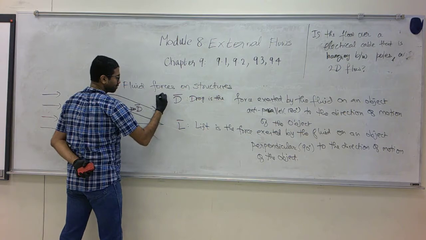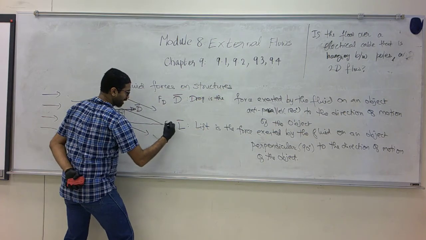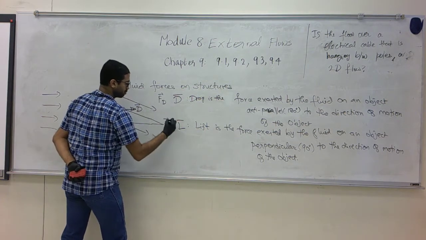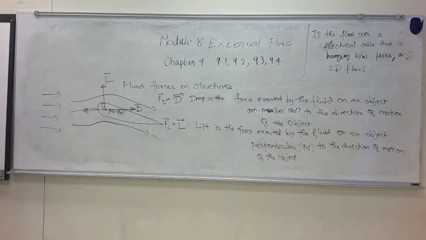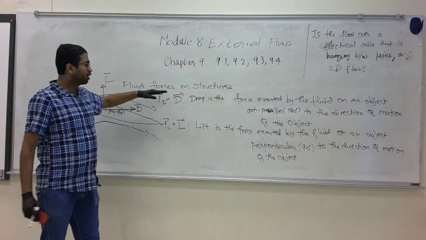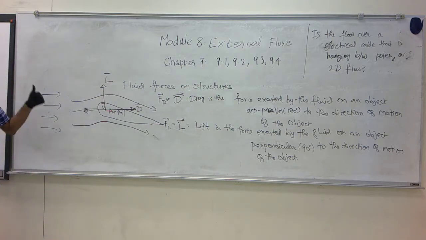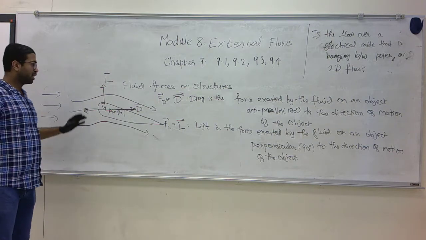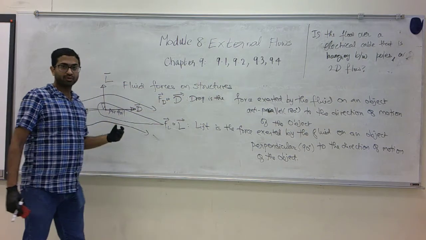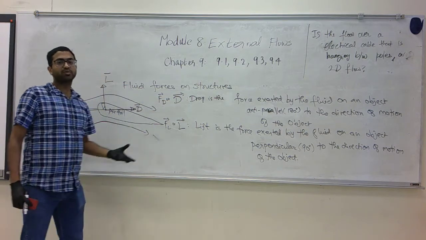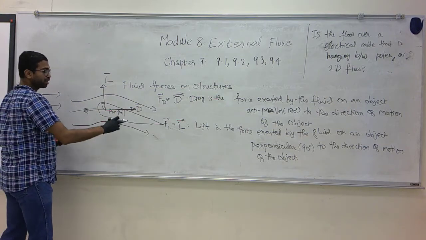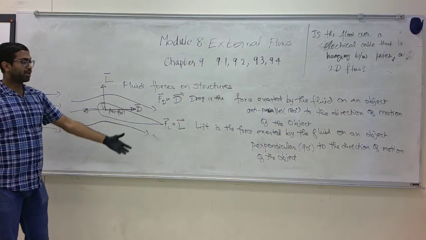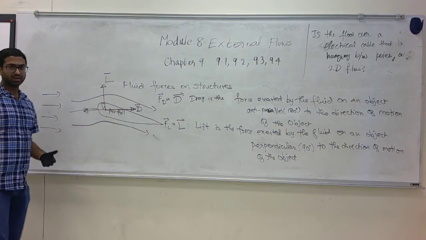The symbols we use, sometimes we use FD, we use FL, or D vector and L vector. So those are two important manifestations of fluid flows around objects: drag force and lift force. How to calculate the drag force and the lift force comes from basic ideas of knowing the pressure distribution and the shear force distribution, and then evaluating it as a surface integral. We will do that in due course.